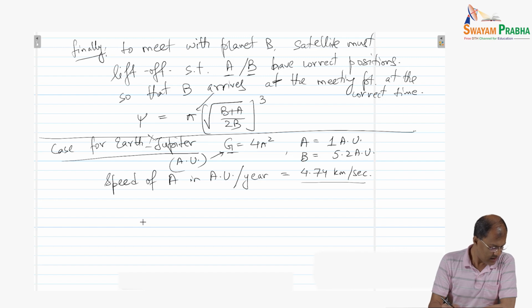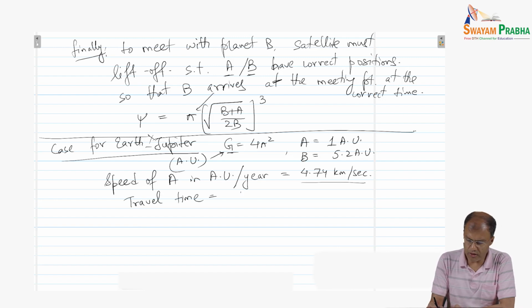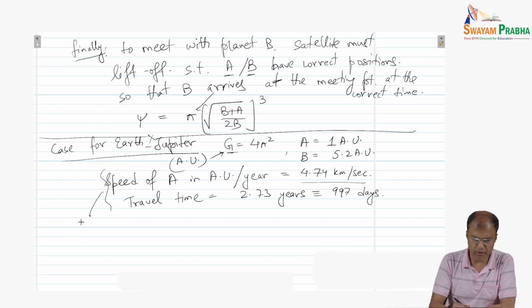And also the travel time is 2.73 years. In terms of days, it translates to 997 days. Okay, and then from all this information, we can find the velocity at liftoff. Again, we use the formulas that we had just arrived at in the previous discussion. So velocity at liftoff comes out to be 8.14 astronomical units per year, right?